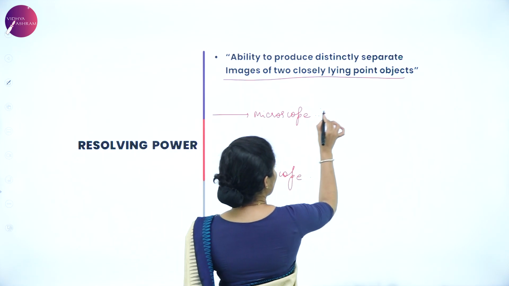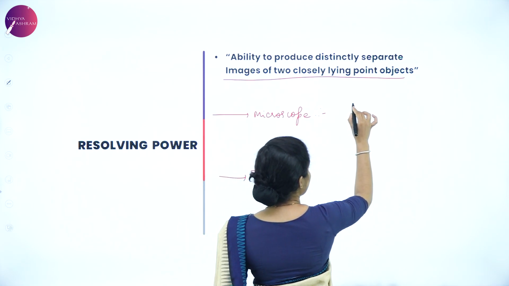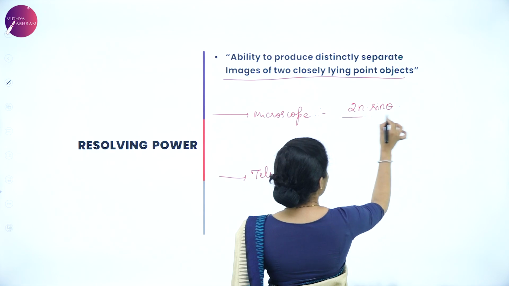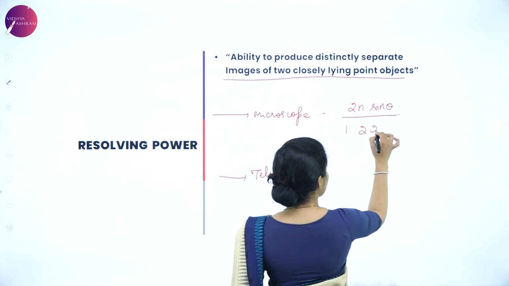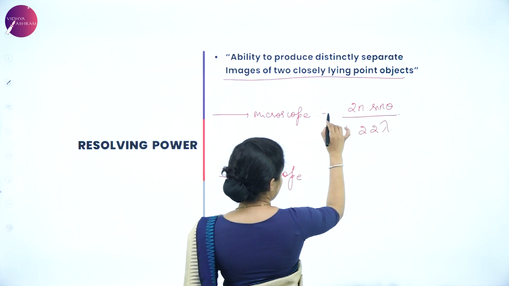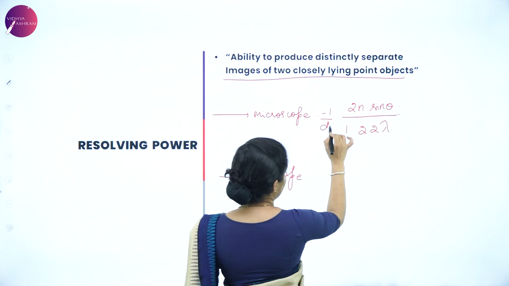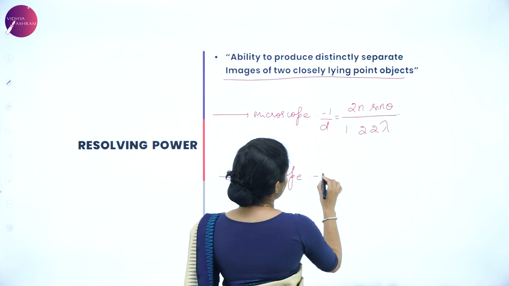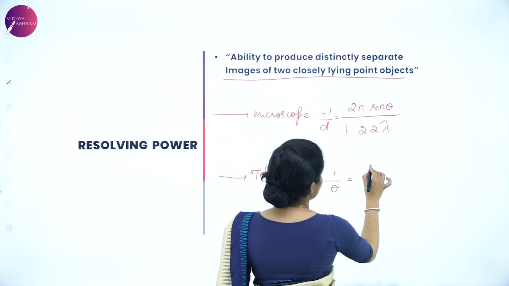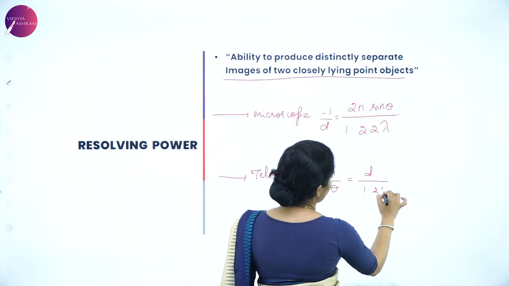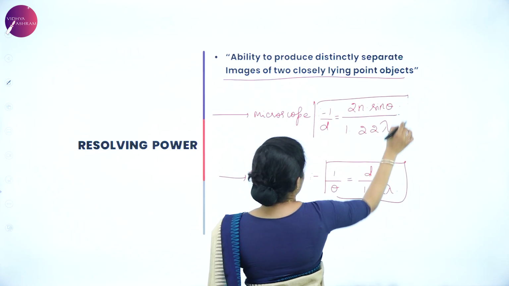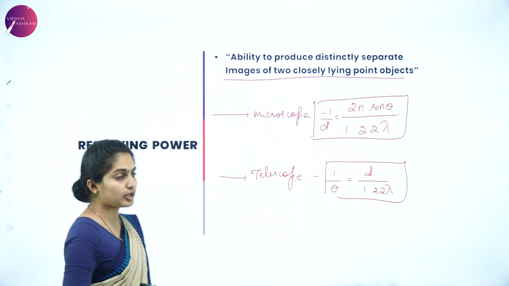The resolving power of a microscope is 1 by d equal to 2n sine theta divided by 1.22 lambda. For the telescope, we have 1 by theta equal to D divided by 1.22 lambda. So these are the resolving power equations of the telescope as well as the microscope.